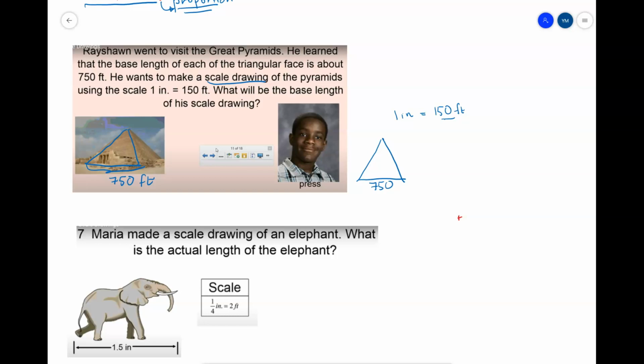So what does that mean? Since he's making it smaller, the replica is going to be smaller. We don't know how many inches it's going to be compared to 750 feet. So what is this idea of a scale factor? How do we use it?